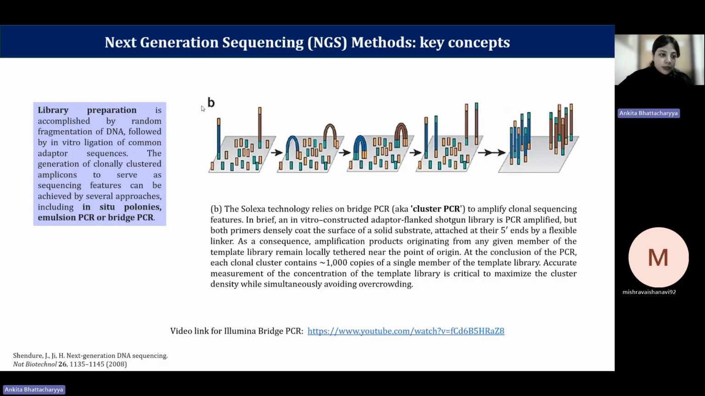This is one strategy. Second, library preparation is accomplished by random fragmentation of DNA followed by in vitro ligation of common adapter sequences, which is what we have discussed as well. The generation of clonally clustered amplicons to serve as sequencing features can be achieved in multiple approaches. First is in situ polonies, like I mentioned, which is not very commonly used today. You can use emulsion PCR, which is the second strategy I just mentioned. And third is the Illumina bridge PCR. This is what we will discuss in more detail.